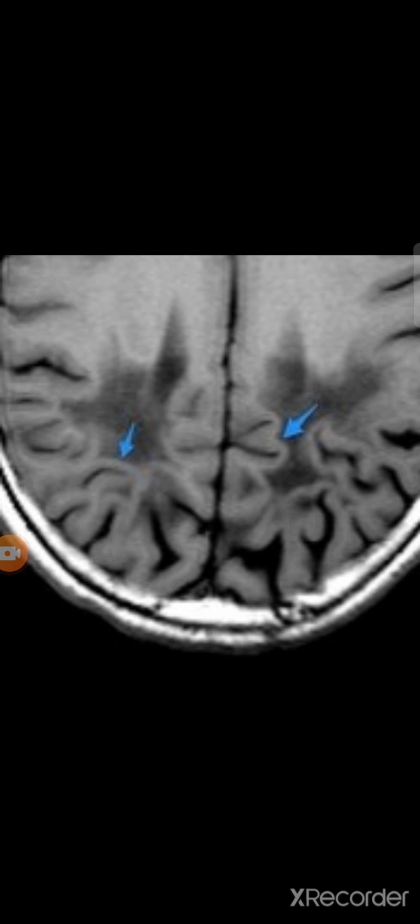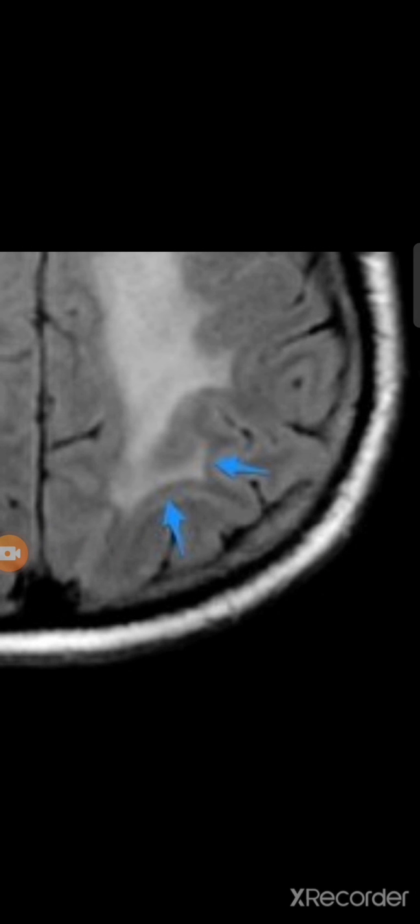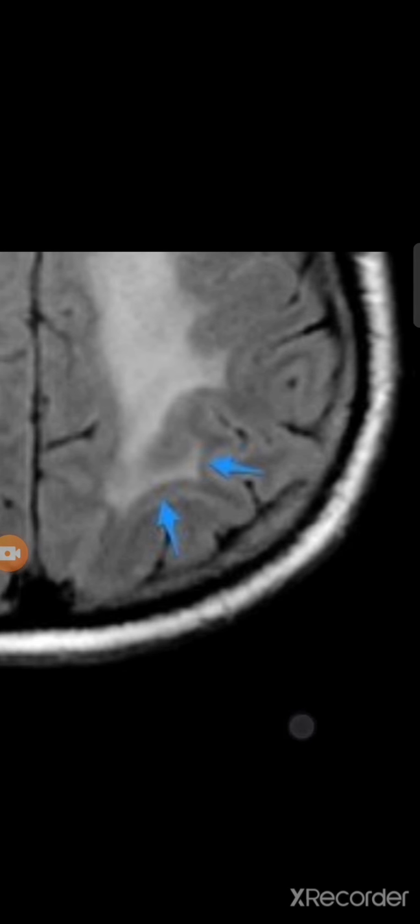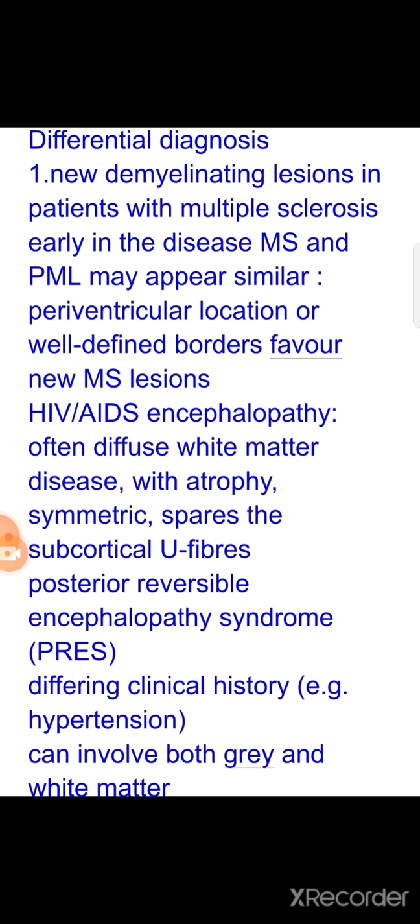So this is an image showing sparing of subcortical U fibers. This is a case of adrenoleukodystrophy, and this is a case of methotrexate toxicity in which there is sparing of subcortical U fibers. So coming to the differential diagnosis of PML.